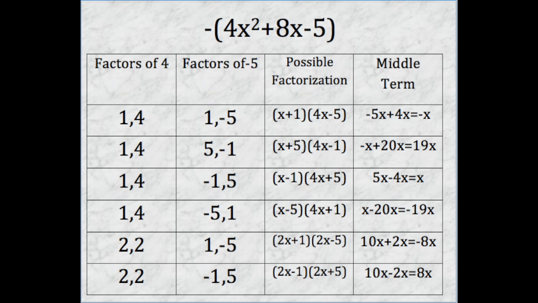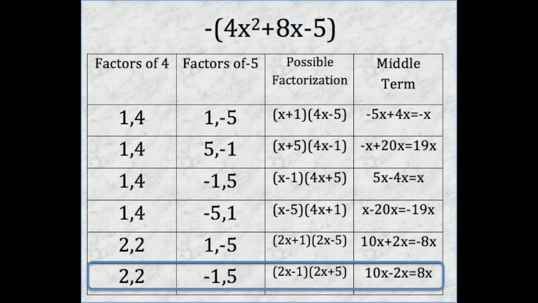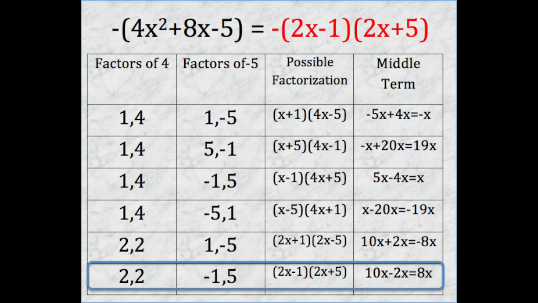Now we list out possible factorizations based on those factors and figure out what our possible middle terms would be. And again, remember that the order of these factors is important because the middle terms formed by the possible factorizations are different. Only the last row gives us the middle term we started with and contains the correct factors of our a value. But remember that we factored out a -1 in the beginning, so we will put a negative in front of our two binomials.